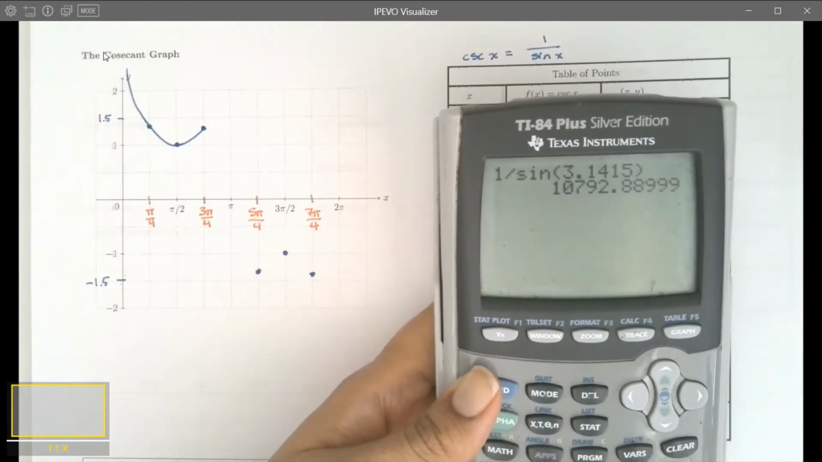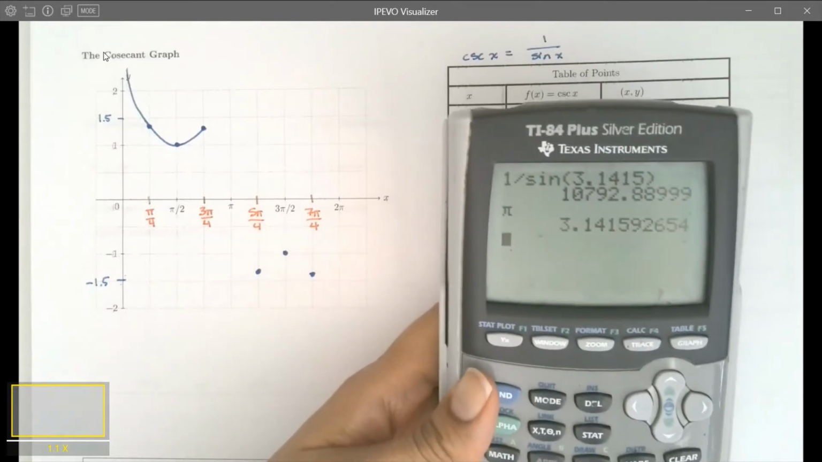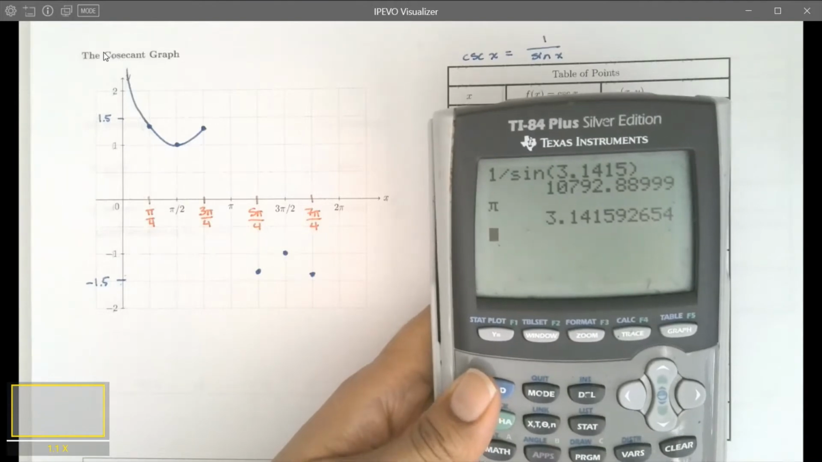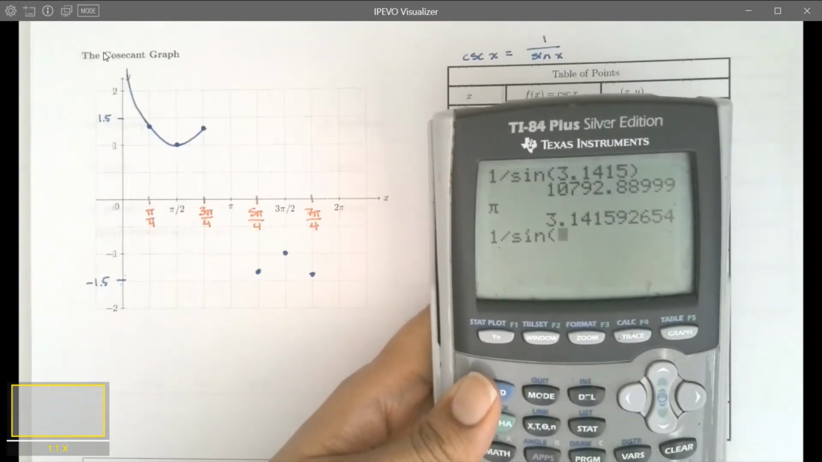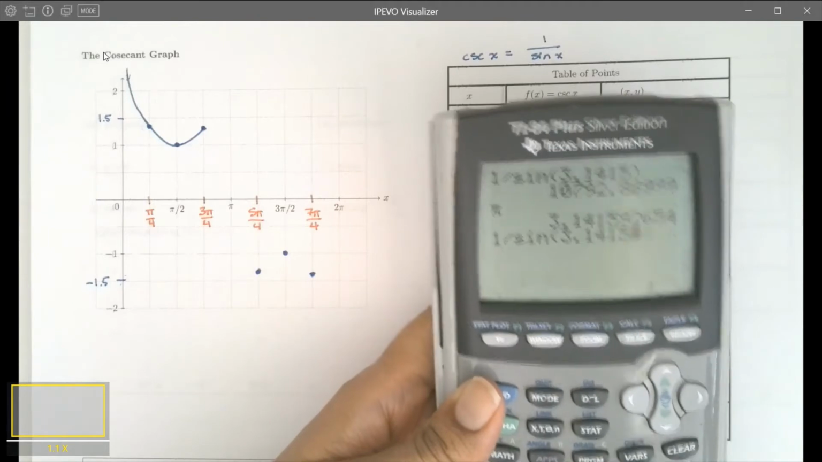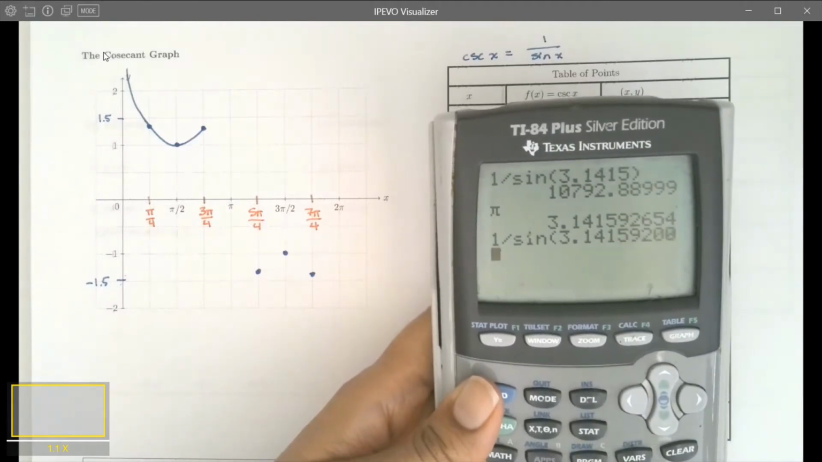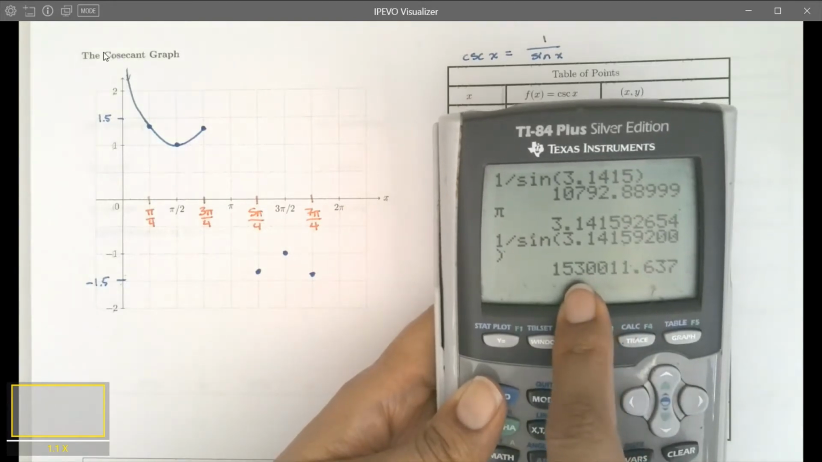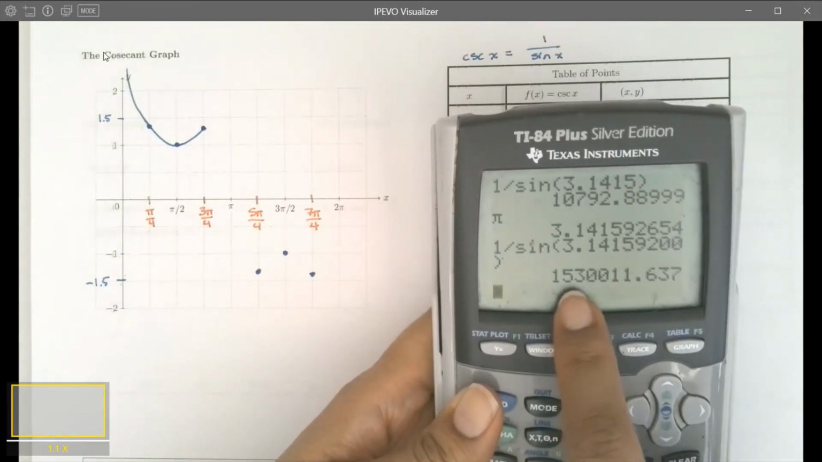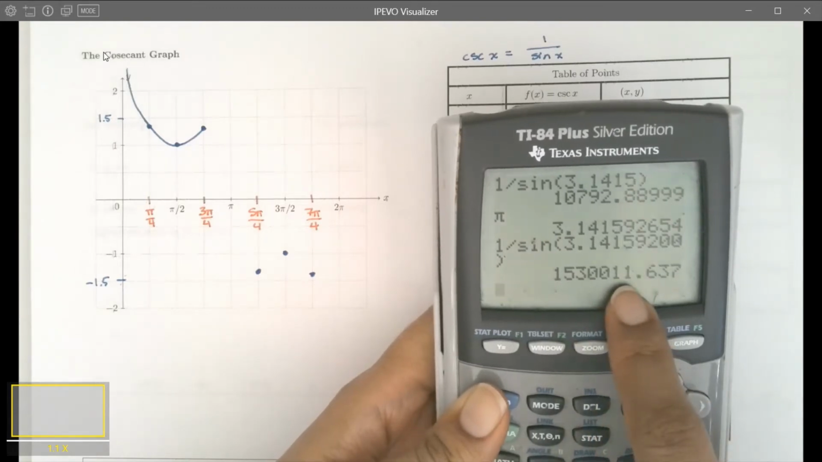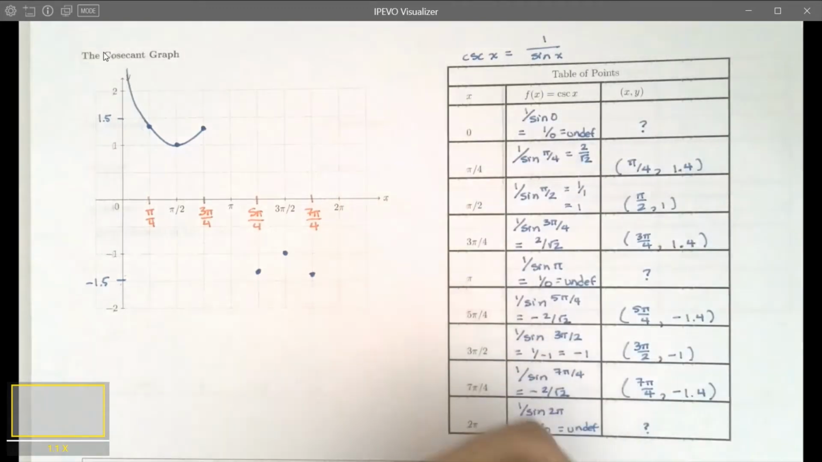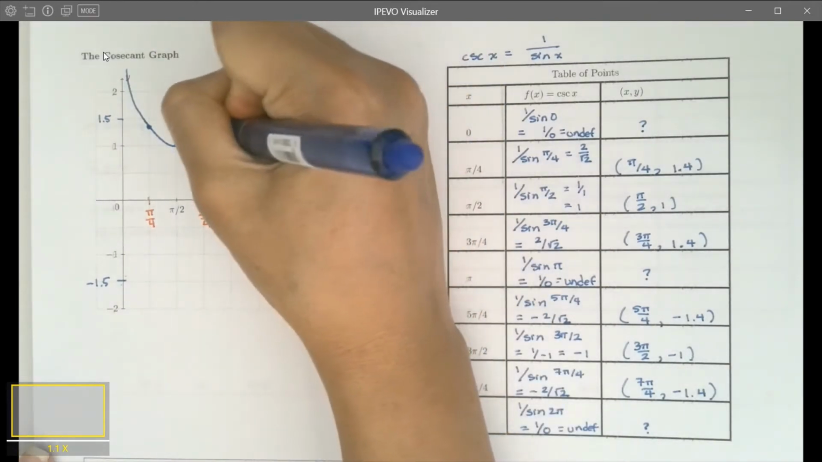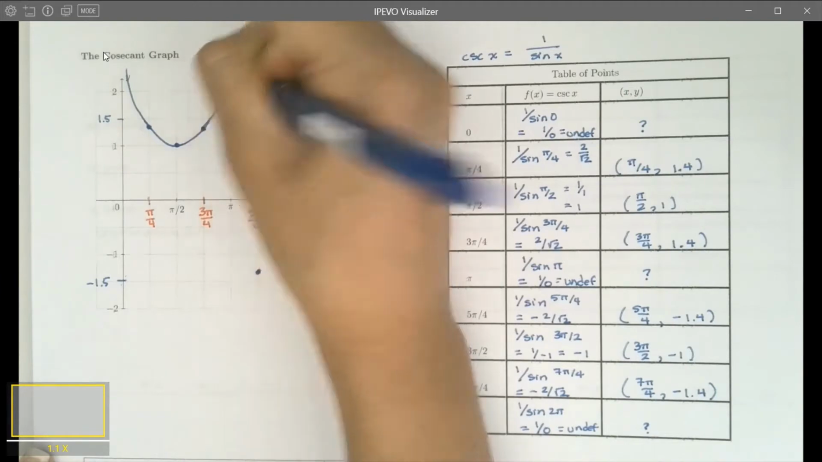And wow, that's a very large number, 10,792. If I try to get even closer, let's see what pi is. Pi is 3.141592. Let's see what happens if I have 1 over sine of 3.141592 with zeros after it. So I'm getting closer and closer to pi. That gives me 1,530,011. So as we get closer and closer to pi, these numbers start getting larger and larger.